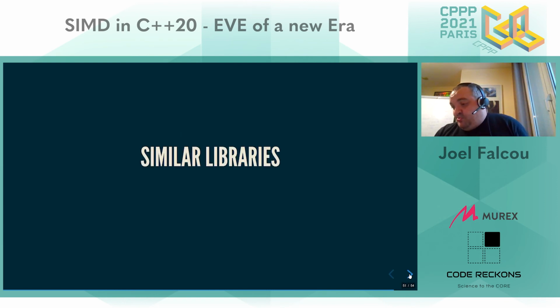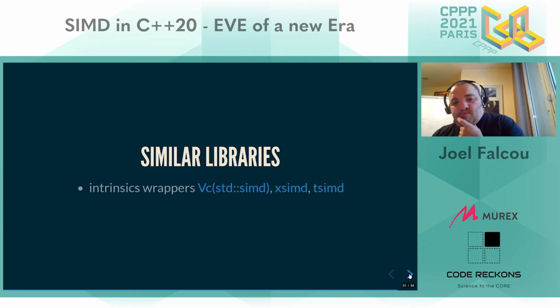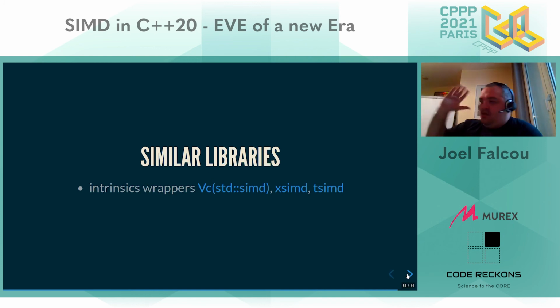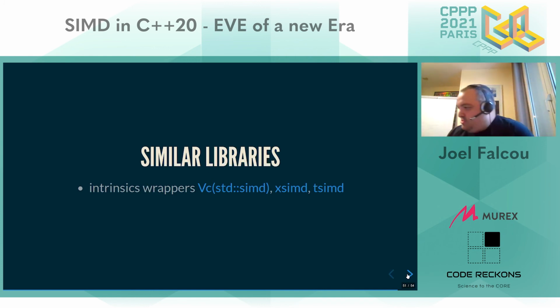There is similar libraries, of course. We are not the first to do that. Well, the most well-known is probably VC, which is stated to be standardized at some point. And there is stuff like XSIMD, TSIMD, insert a random constant SIMD. There's a lot of them like this. We consider that the basic things those libraries do, we do roughly the same. There is no surprise there. I mean, there is only so much way to do A plus B using SIMD, if you see what I mean.